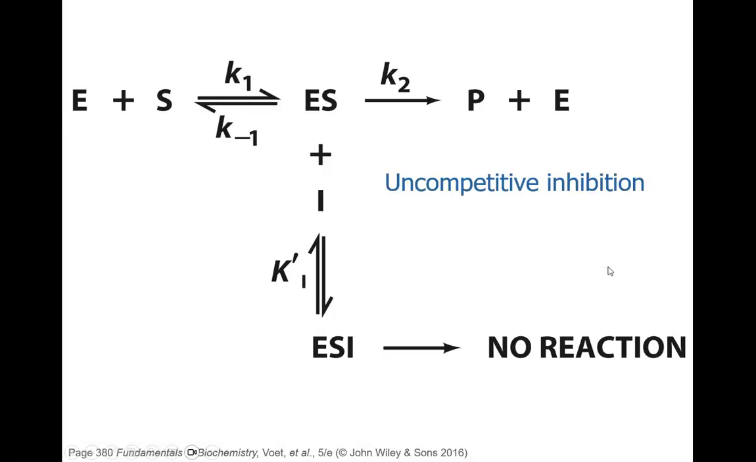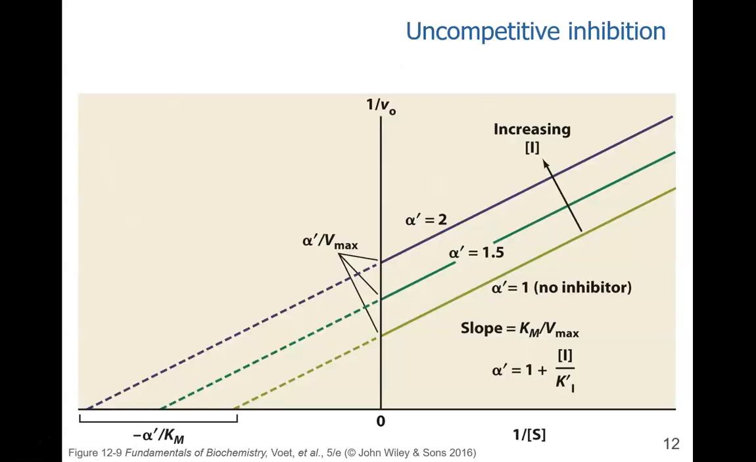So if we again modify our Michaelis-Menten equation right here, the enzyme binds to the substrate, and if the substrate manages to get converted to product without the inhibitor binding first, you get product. But if the inhibitor binds, you get an enzyme substrate inhibitor complex, and again you're deforming the active site, so you get no reaction. And the Lineweaver-Burk plot looks like this.